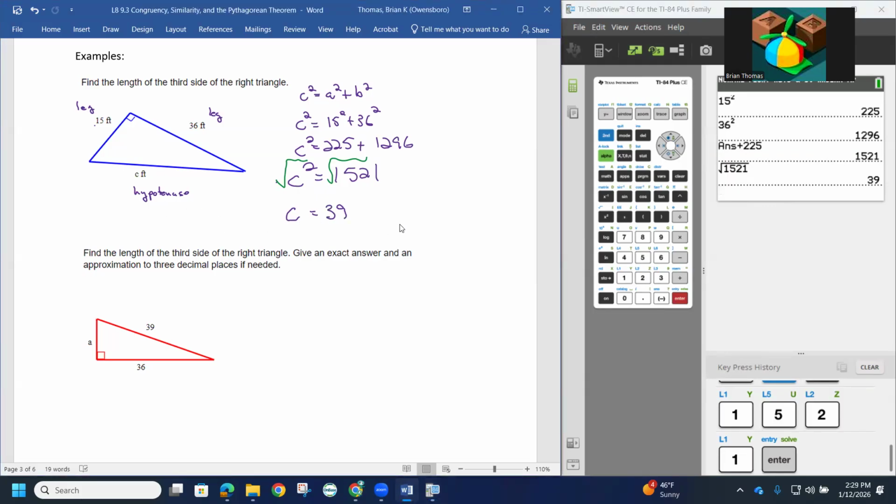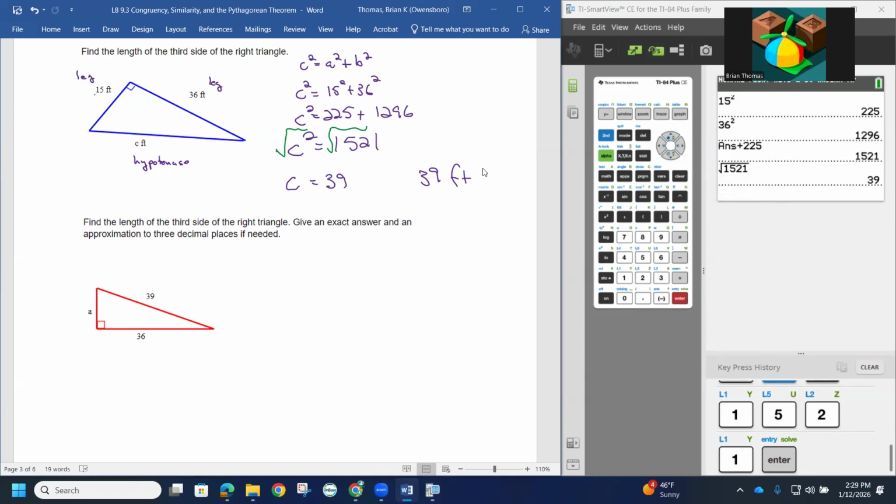So that was going to be then 39 feet, if you will. So notice that this side's 36. And remember, the hypotenuse has got to be the longest side. It's got to be bigger than 36. Did we get something bigger than 36? Yeah. So that sounds reasonable. So always look at your answers and see if they make sense.